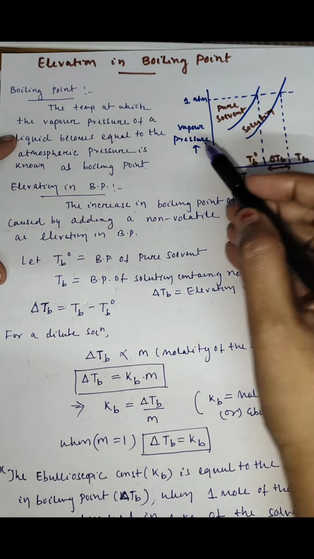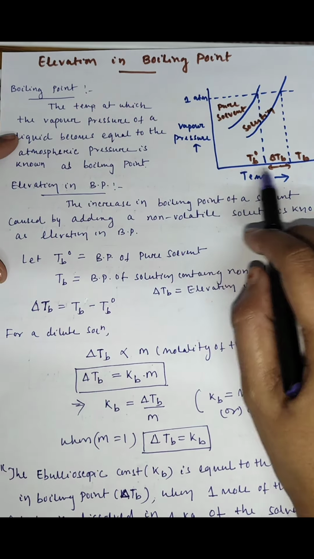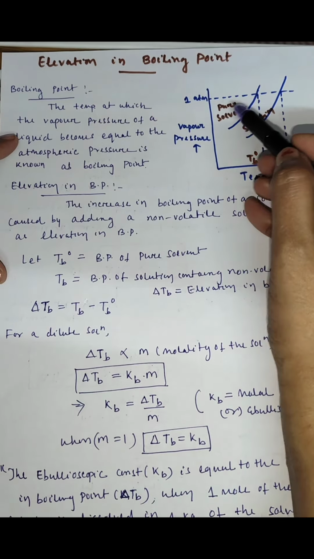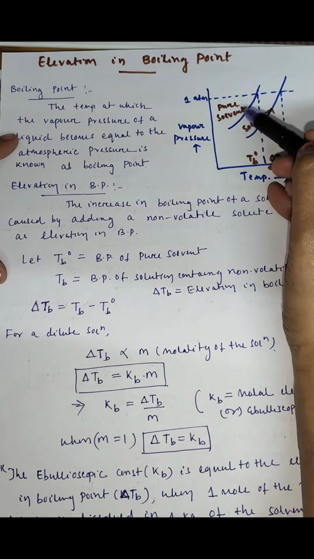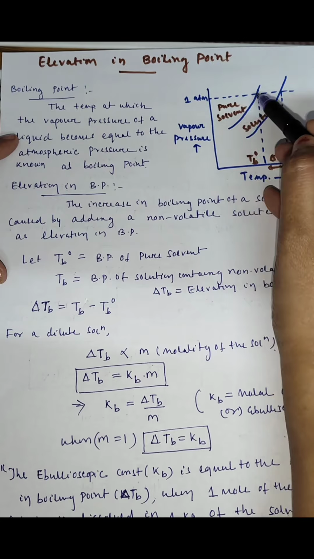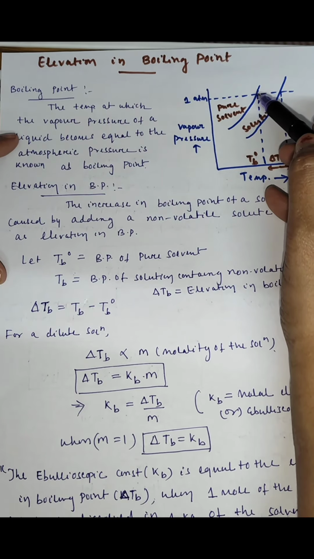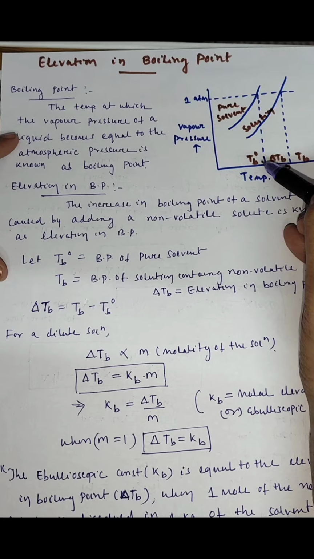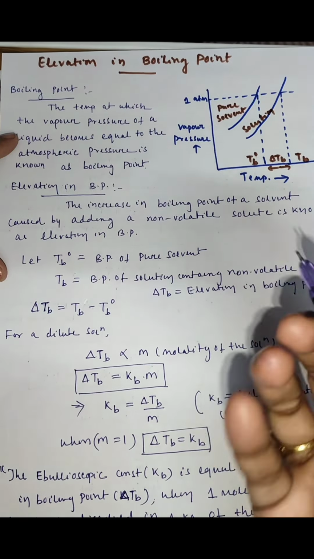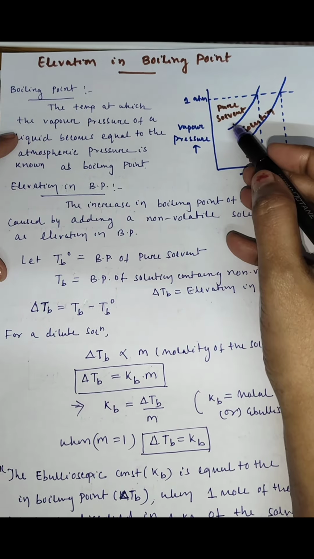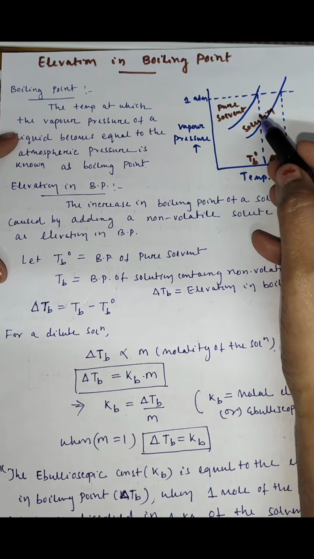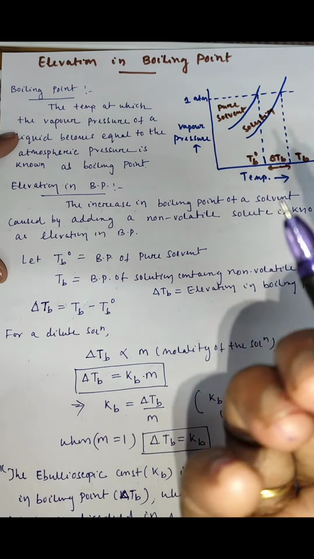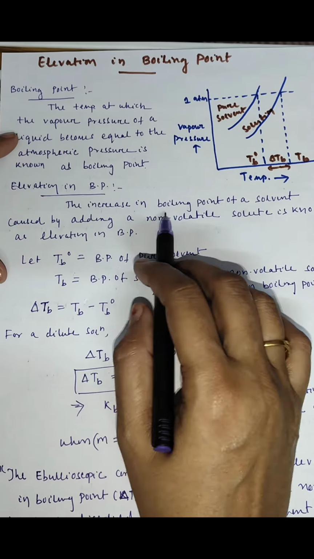Suppose this is the vapor pressure on the y-axis and this is the temperature on the x-axis. Suppose this one is the pure solvent, and the temperature at which the vapor pressure of the pure solvent equals the atmospheric pressure is known as the boiling point of the pure solvent. So this TB naught is the boiling point of the pure solvent. Now when we add some non-volatile solute to the pure solvent, it becomes a solution. If we add some non-volatile solute, to attain its boiling point we have to increase the temperature. That is why it is known as the elevation in boiling point.